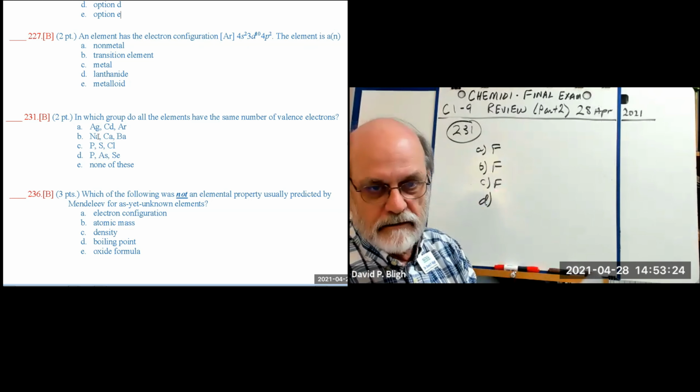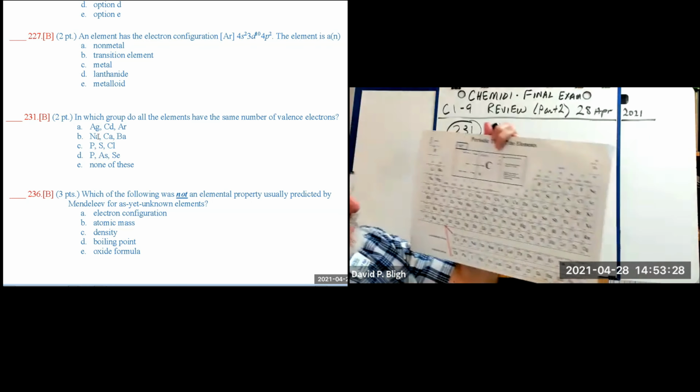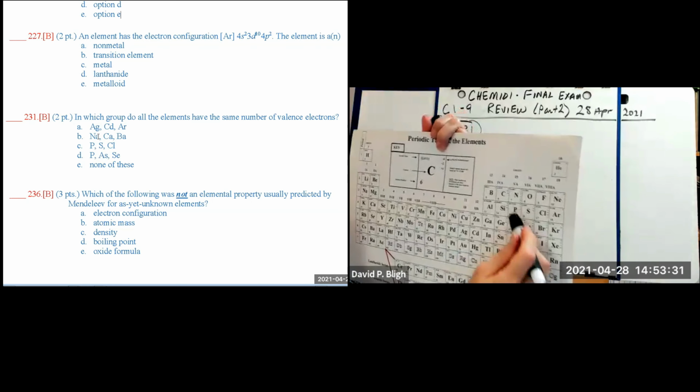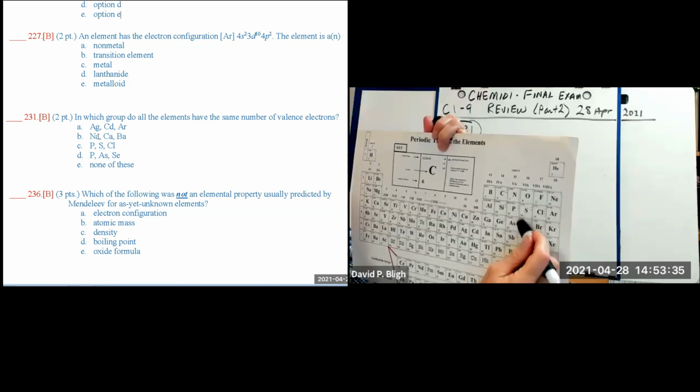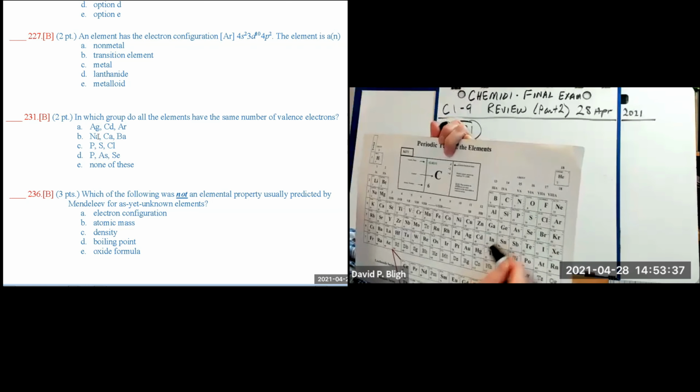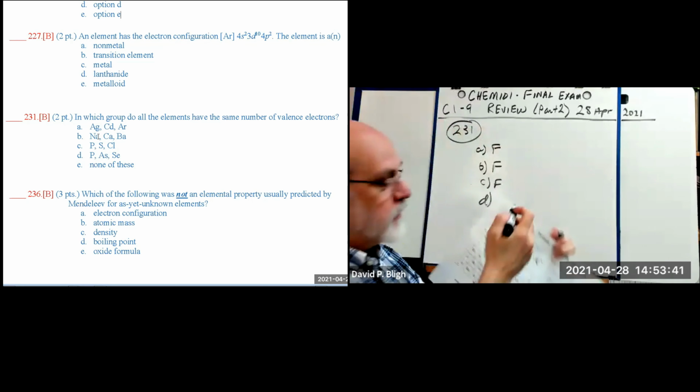How about D? Phosphorus, arsenic, selenium. Okay, let's look at our chart. There's phosphorus, there's arsenic, and selenium to the right. That has 1 more than arsenic. It actually has 1 more valence than phosphorus. So that one's false also.